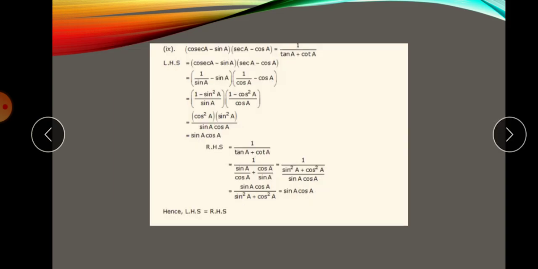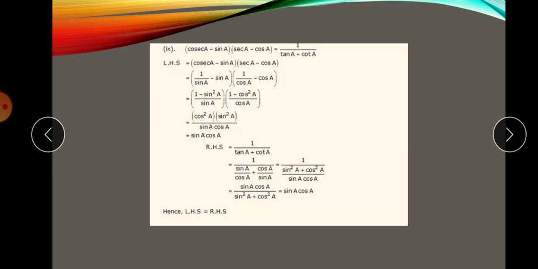The next one is (cosecant A minus sin A)(secant A minus tan A) equal to... you have to get 1 by (tan A plus cot A). Here it is not possible to get LHS equal to RHS directly. We have to find out the LHS value separately and then the RHS value separately. They both should be equal. Here the denominator is tan A plus cot A, so it is not possible to get it directly.